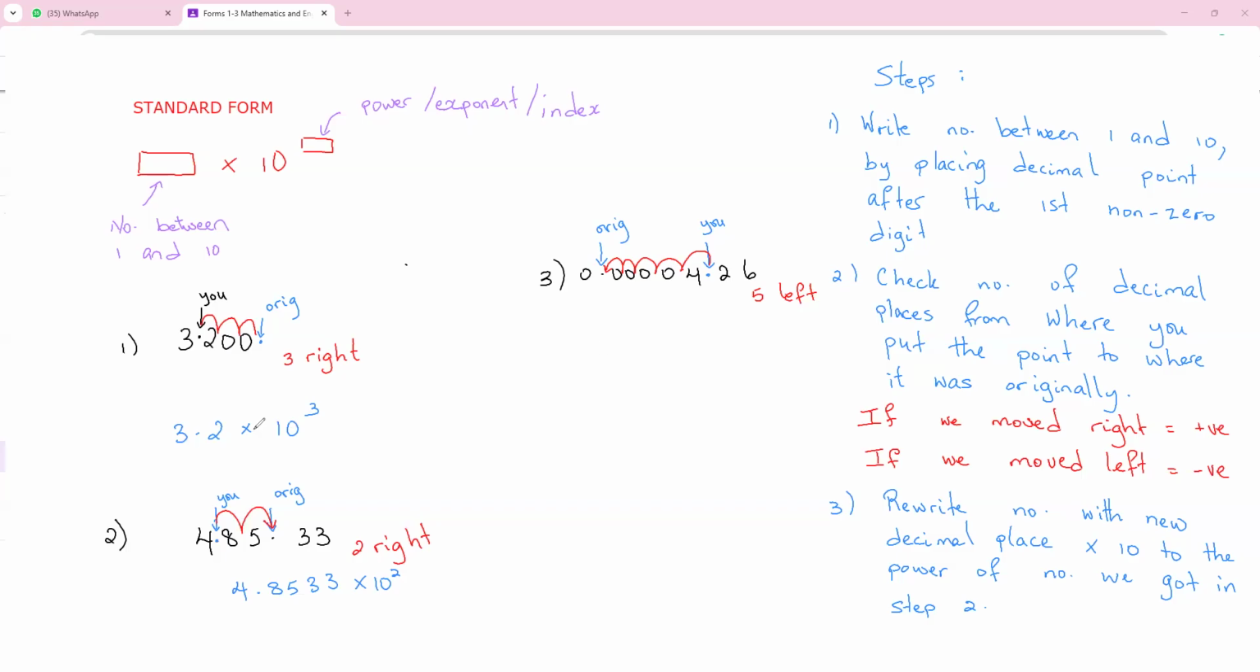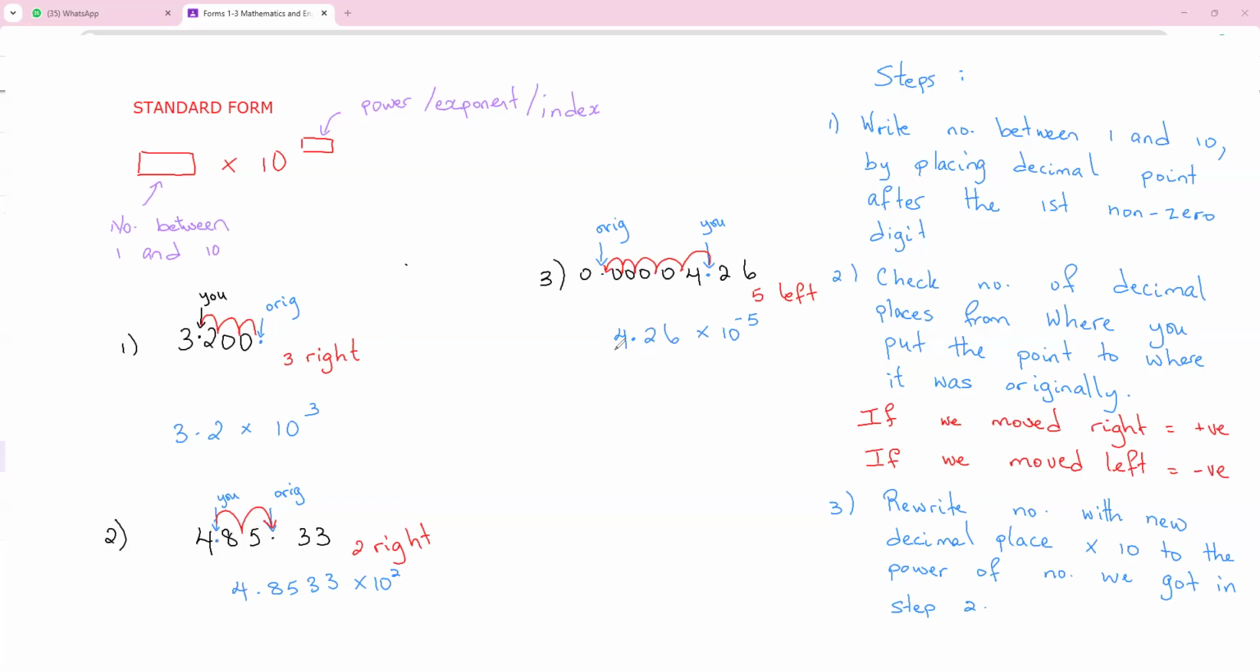So we're going to rewrite that number with the new decimal point. So the decimal point is now after the 4. The zeros in front of it become insignificant. So we don't need them. And then we multiply it by 10 to the power of negative 5. And that's it.